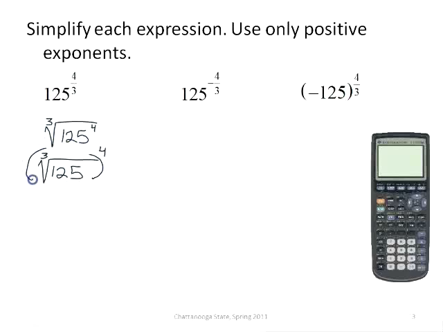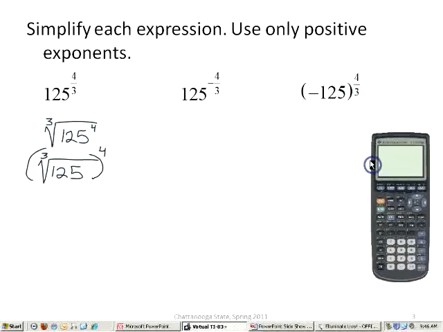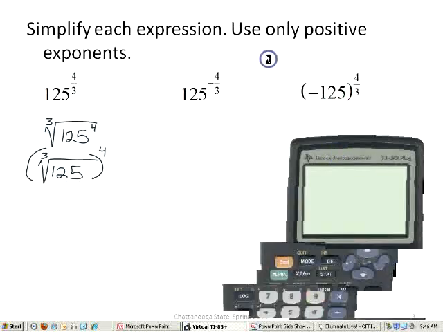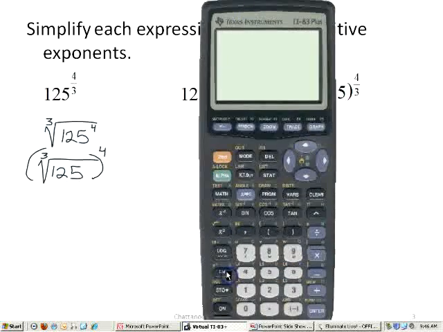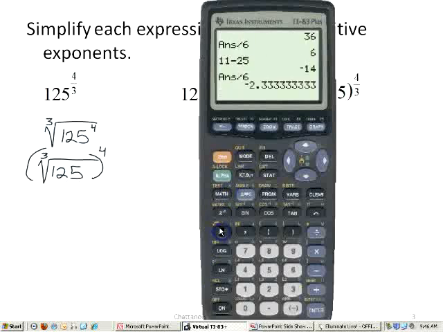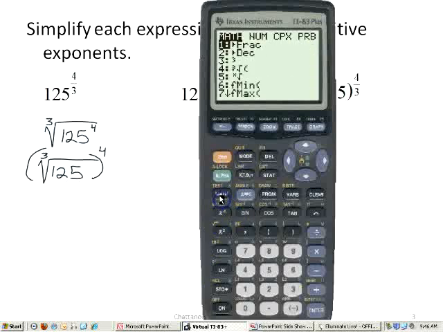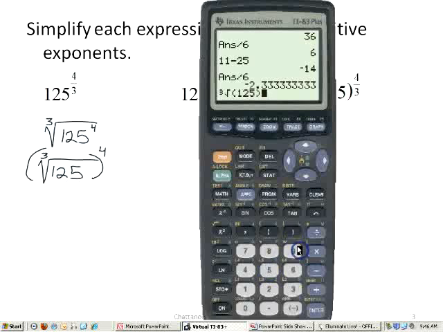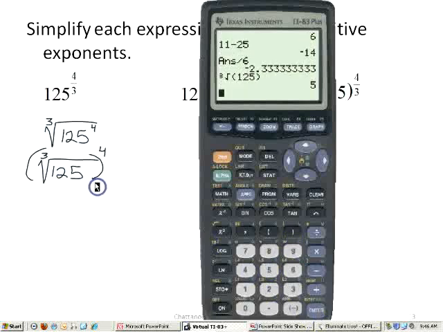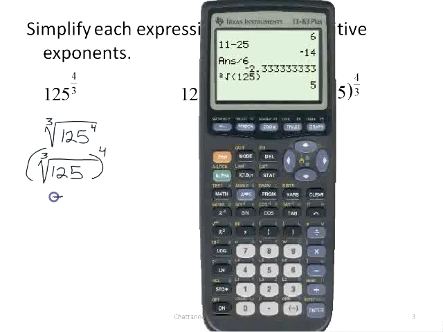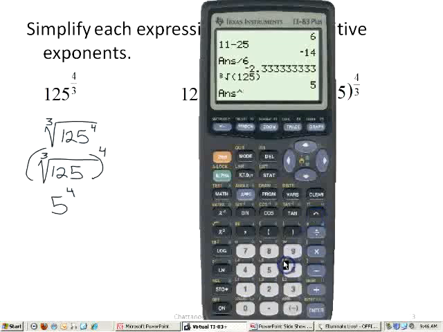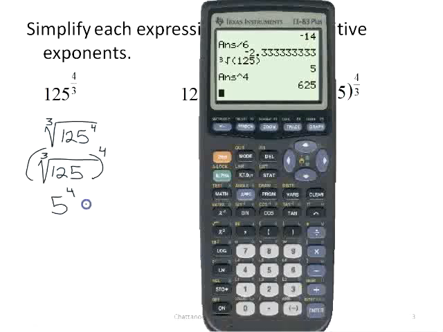Now for this expression, I know something about 125. Let me go to my calculator here. Because if I want to take the third root of 125, remember the third root is under the math button. If I go down to the 4th option and take the third root of 125, I get that the third root of 125 is 5. So this expression is really just 5 to the 4th power. So now I can raise my 5 to the 4th power to get that this is 625.